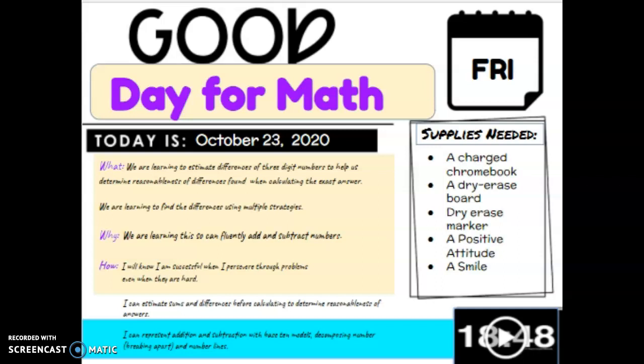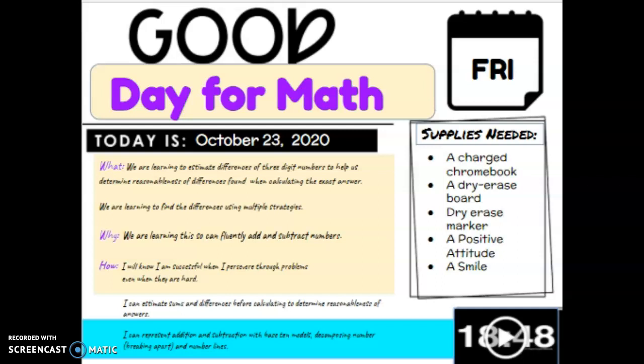And we are still using the same learning objective as we had at the beginning of the week. We are using estimation to help us determine the reasonableness of our answer in any of our subtraction problems. We're learning to find ways to find the difference using multiple strategies. Today we're going to learn a strategy called counting forward or counting backward. And we're learning this so that we can be more fluent when we're adding and subtracting numbers. And we're going to know we're successful when we can find the difference fluently and accurately. So we're going to just jump right in.